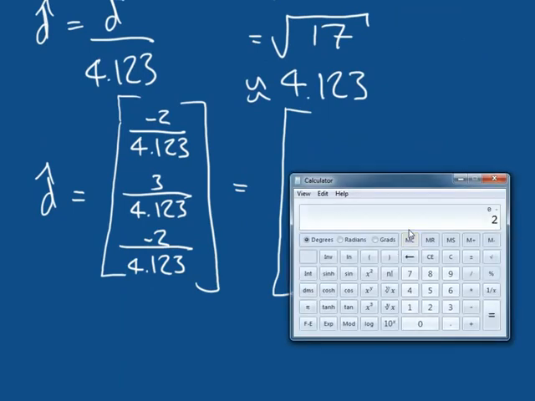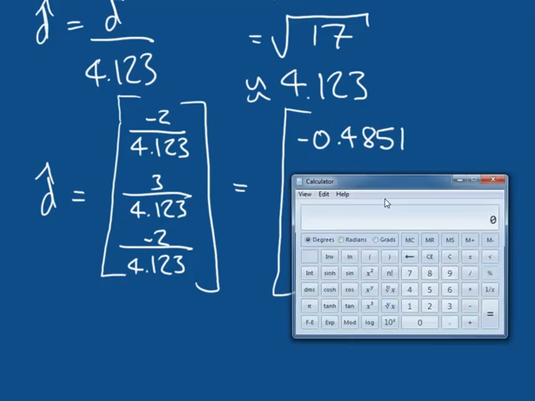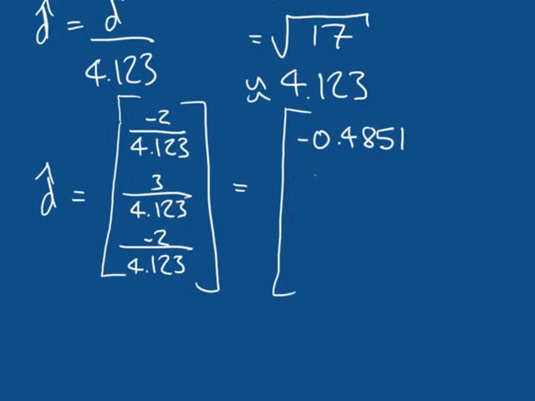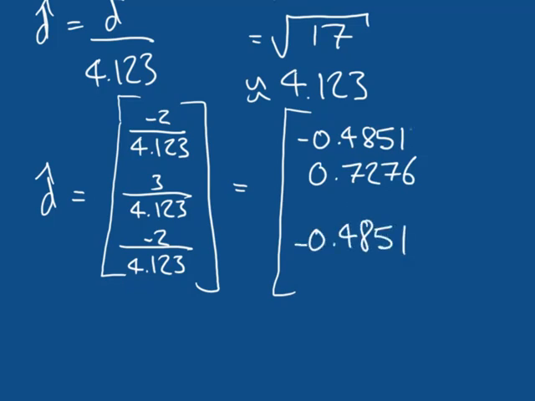So minus 2 divided by 4.123 is equal to minus 0.4851. Let's take that to 4 decimal places. 3 divided by 4.123 is equal to 0.7276. And the final component is actually the same as our first component, so that is equal to minus 0.4851. So we've now found that unit vector d, and that means we have all of the pieces of information we need to solve our problem.